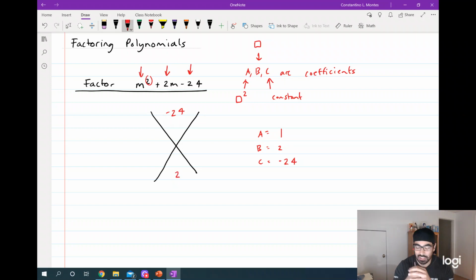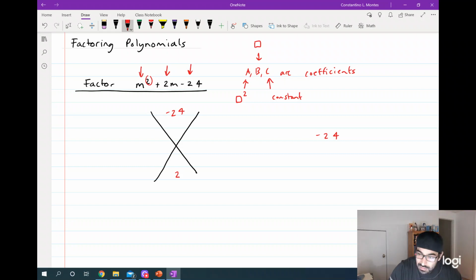So here's what we're thinking. We need 2 factors that multiply to give us negative 24. So 2 numbers that multiply to give us negative 24, but when I add those 2 numbers together, it gives me 2. So let me get rid of this. And let's start thinking. What numbers multiply to give me negative 24? Well, because I got a negative, it means one of the numbers has to be negative. Not both, because if they're both negative, it would be positive.